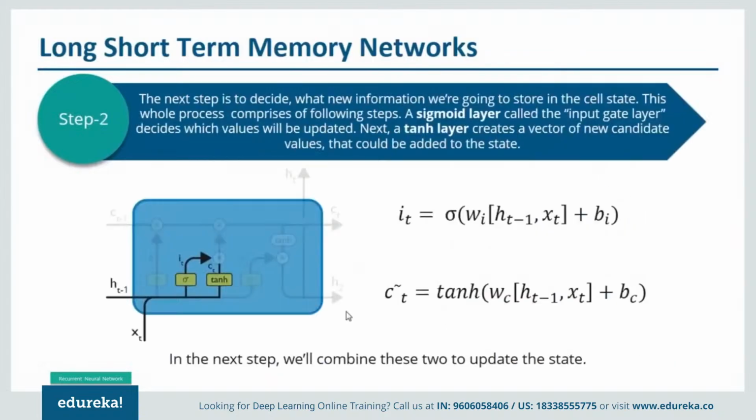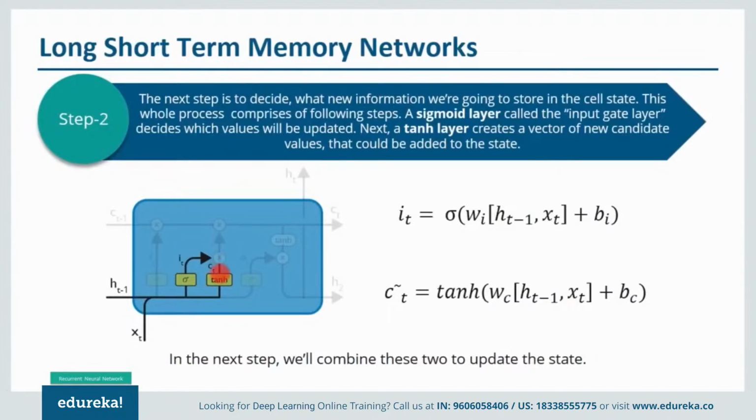Now let us see what happens in the next step. The next step is to decide what information we are going to store. In the previous step, we decided what information we are going to keep, but here we are going to decide what new information we are going to store in the cell state. Now this has two parts. First, a sigmoid layer, which is also known as the input gate layer, decides which values we'll update. Then there's also a tanh layer that creates a vector of candidate values, c bar t, that will be added to the state later on.